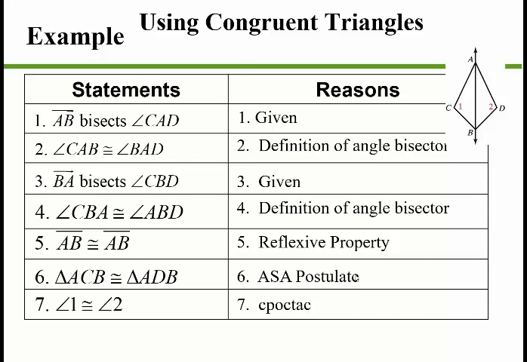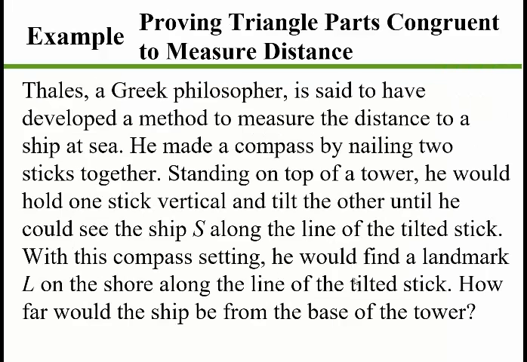All right. Let's do another one and I'll kind of set it up. So Thales, a Greek philosopher, is said to have developed a method to measure the distance to a ship at sea. He made a compass by nailing two sticks together. Standing on top of a tower, he would hold one stick vertical and tilt the other until he could see the ship S along the line of the tilted stick.